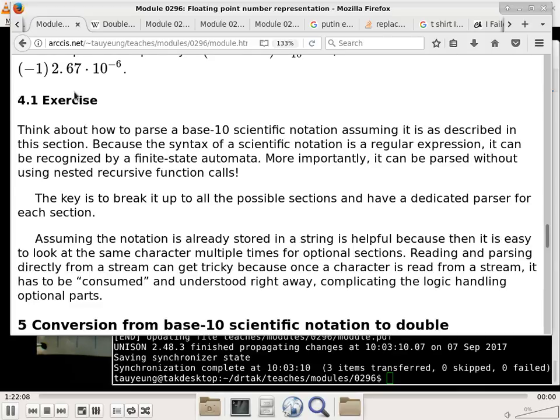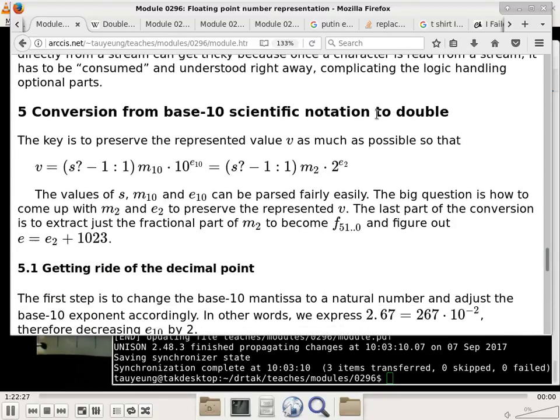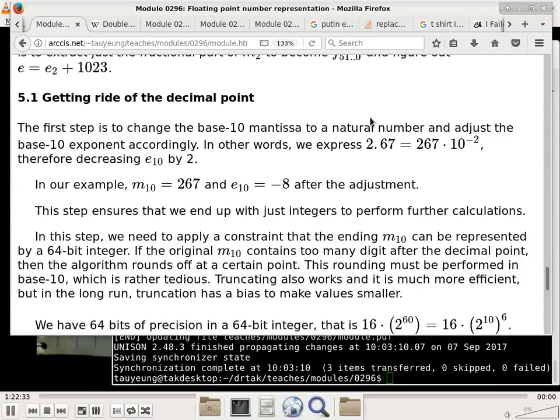Okay. Any questions about double precision floating point format up to this point? Questions? Good, I didn't run out of material, because I didn't type a whole lot more than this. So conversion from base 10 scientific notation to double is something that we are going to do. It will be messy.